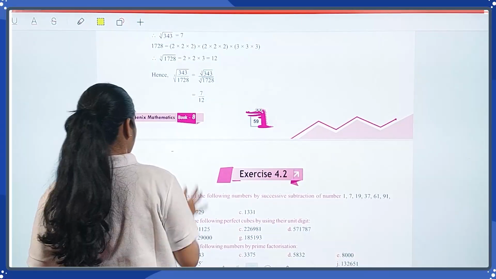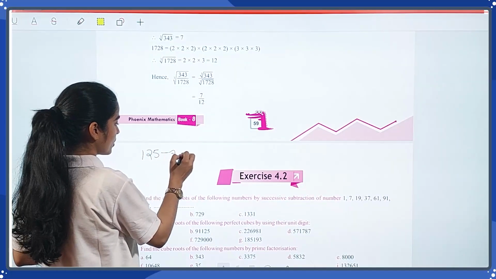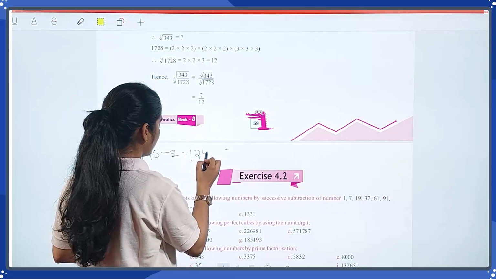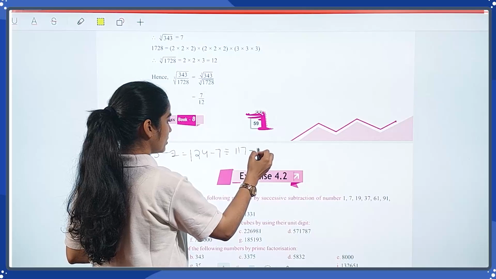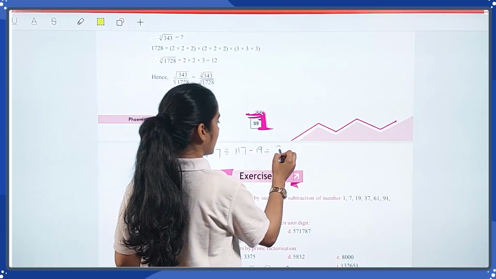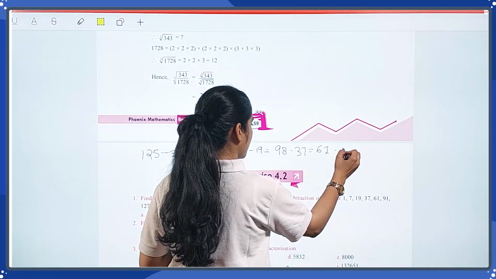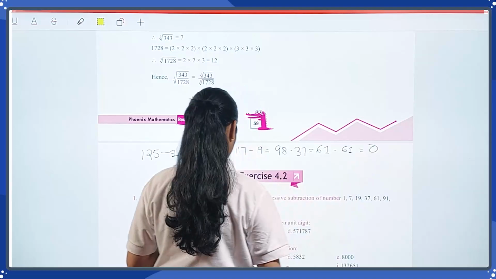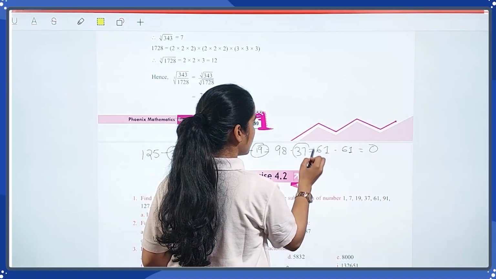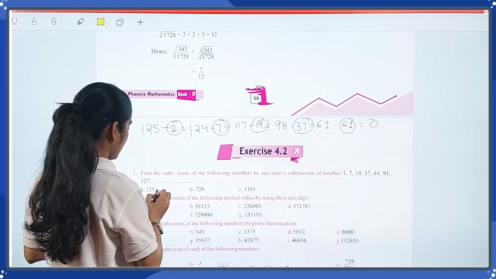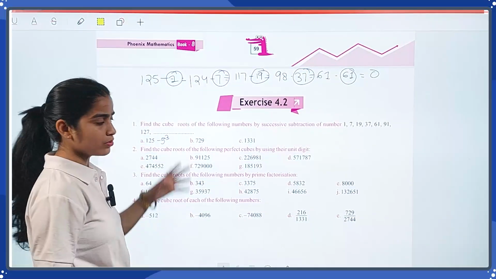So how can you calculate? In this we have 125. First we take 125 minus 1, 124, minus 7, 117, minus 19, 98, minus 37, 61, minus 61 is 0. So we have 1, 2, 3, 4, 5 subtractions. It means the cube root is 5. The same way you have to do the rest of the questions.